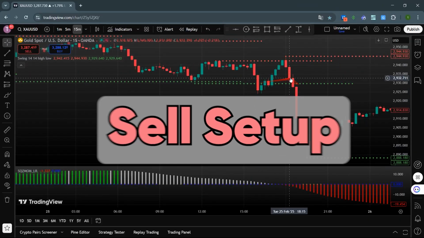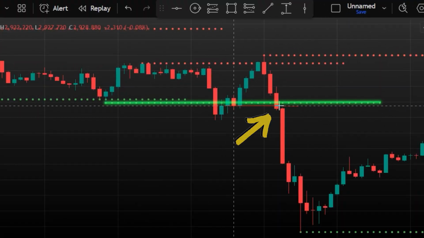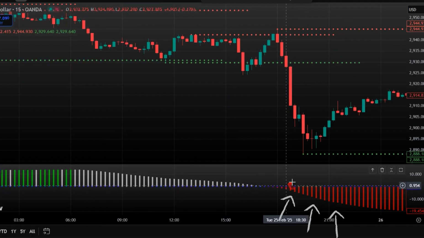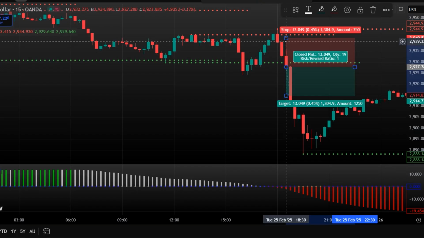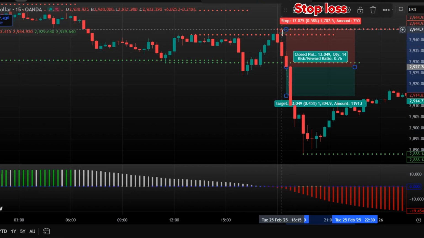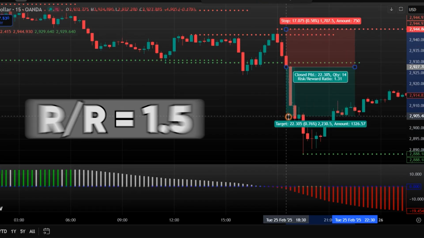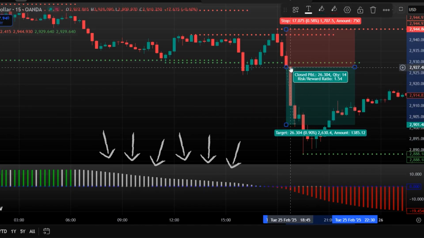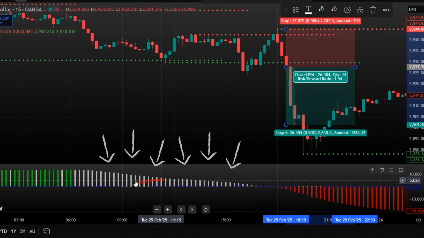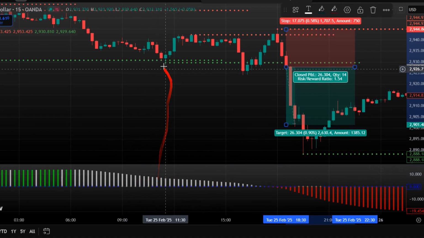Sell setup. Wait for price to break below a green support line. Confirm with red bars on the squeeze momentum indicator below 0. Enter at the close of the breakout candle. Place stop loss above the recent swing high. Set take profit at 1 to 1.5 risk to reward. If the bars are white, don't trade. This means there's not enough momentum.